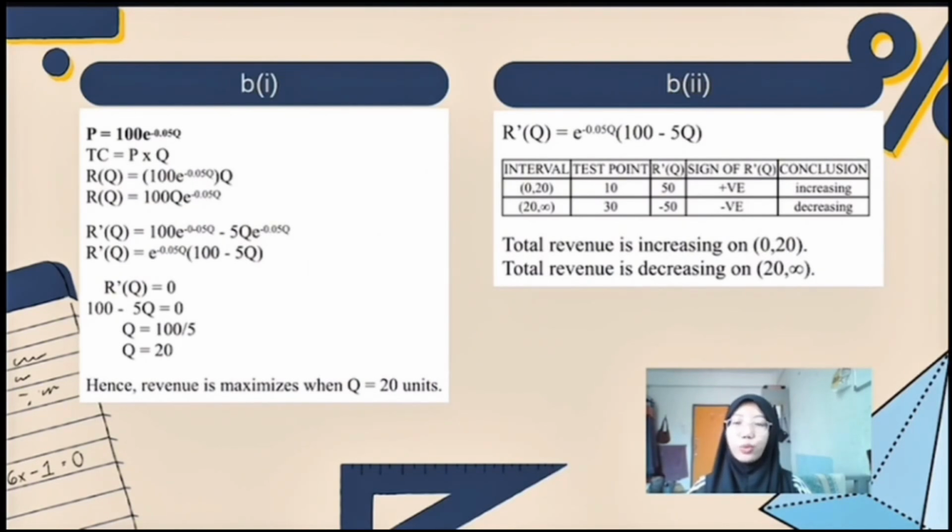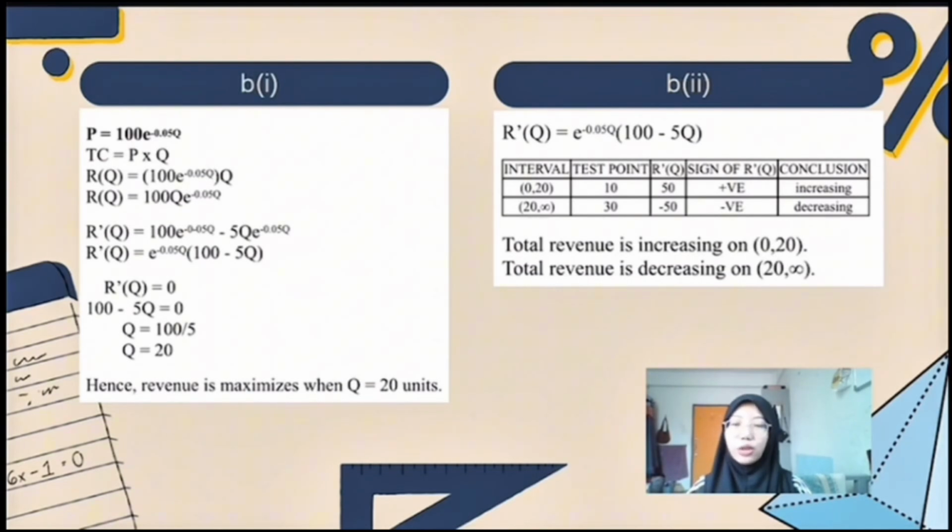For step 2, we need to differentiate the revenue function. In order to find the quantity that maximizes revenue, we take the first derivative of total revenue with respect to Q. Using the product rule, the derivative of the revenue function becomes 100e to the power of negative 0.05Q minus 5Q times e to the power of negative 0.05Q. Next, we factor out the exponential term. This gives us e to the power of negative 0.05Q multiplied by the bracket 100 minus 5Q.